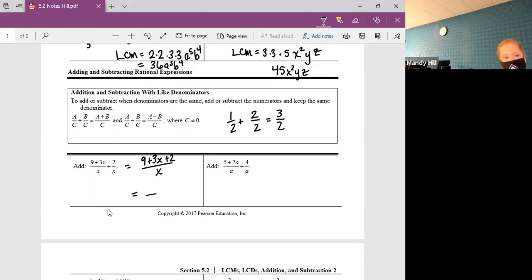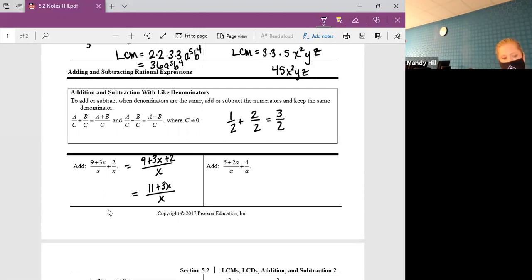We want to reduce if we can. So we would go, is there anything that's alike that I can add? Like the 9 and the 2 can go together. 9 plus 2 is just 11 plus 3x. So we could leave it like that.